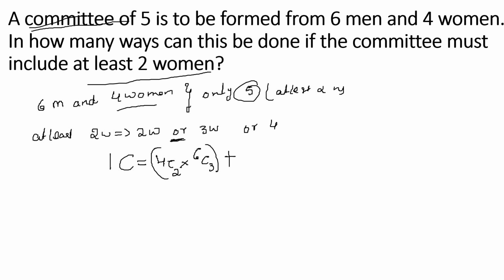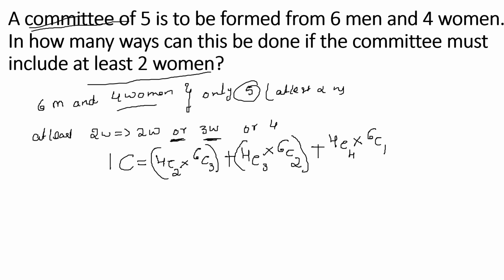Now, how to choose 3 women? There are 4 women. Select 3 women. Then the remaining men should be selected from 6 men. In 6C, to make it 5, you need 2 men. This is the second possibility. Since again we have OR, we have to add plus. Out of 4 women, we have to choose 4 women and only 1 man out of 6 men. So 6C1. We have to simplify this.